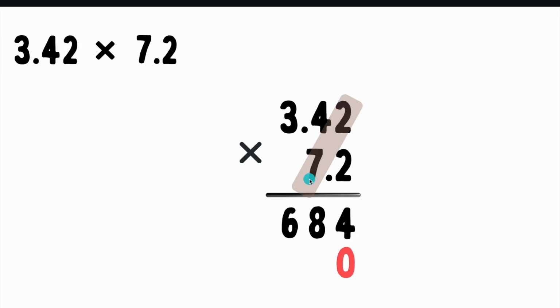Now let's start with 7 times 2. We know 7 times 2 is 14. We'll regroup the 1 and put the 4 down. Now we can multiply 7 times 4. We know that's 28 plus 1 is 29. We can regroup the 2 and write the 9. Now we can multiply 7 times 3. We know 7 times 3 is 21 plus 2, 22, 23.